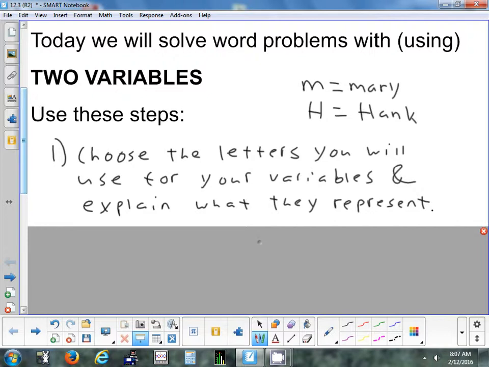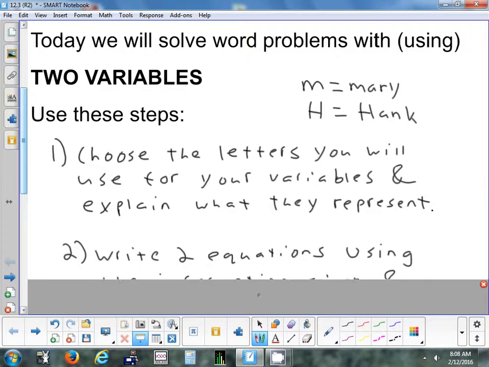If we have a problem that has two people whose names started with the same letter, like Mary and Matthew, well, then we can't use M for both. We'd have to do something different for Matthew. But in general, we'll try to avoid that.